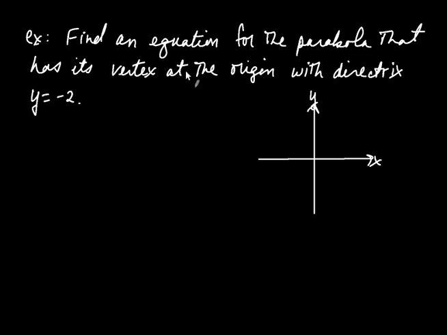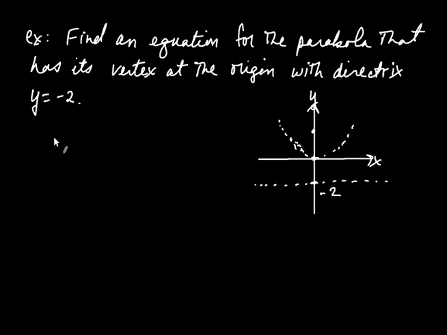Let's find an equation for the parabola that has its vertex at the origin once again, and with directrix y equals negative 2. Okay, so the directrix goes through negative 2 on the y-axis, right? So here's the directrix. Remember that the directrix and the focus are on opposite sides of the vertex. So the focus, if this is negative 2, must be at positive 2. So the parabola must open up, and it opens towards the focus. So this is an upward opening parabola.